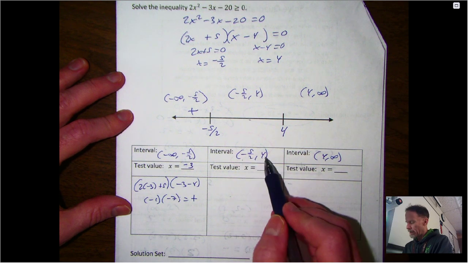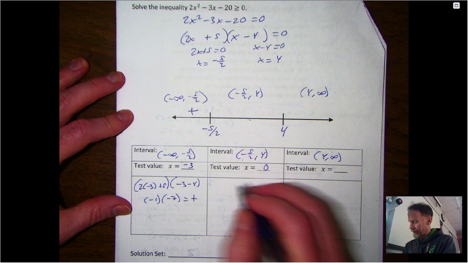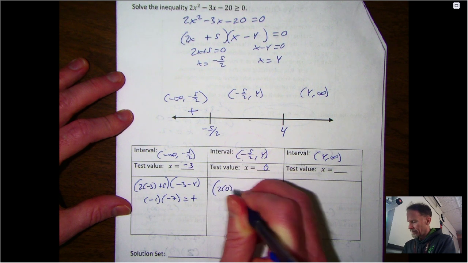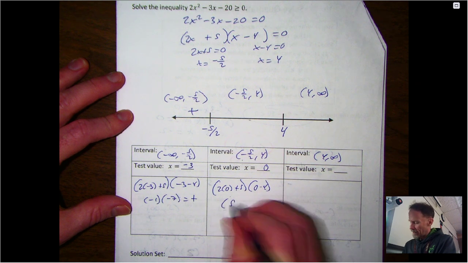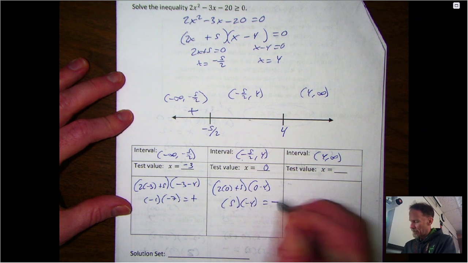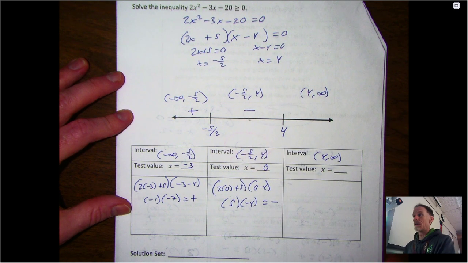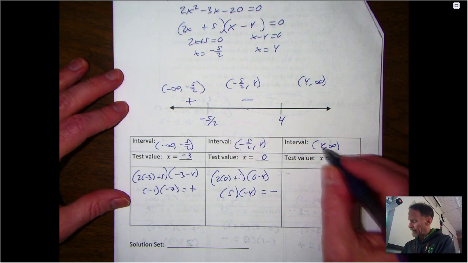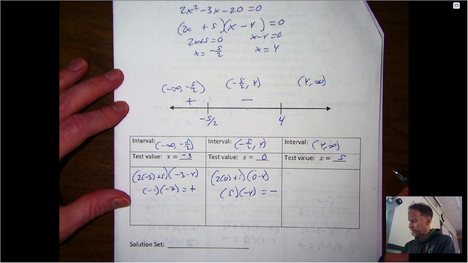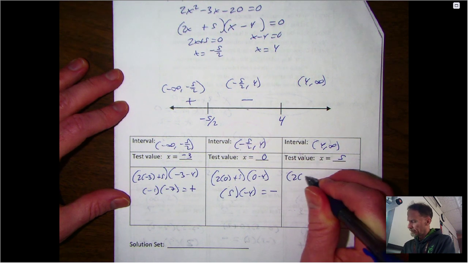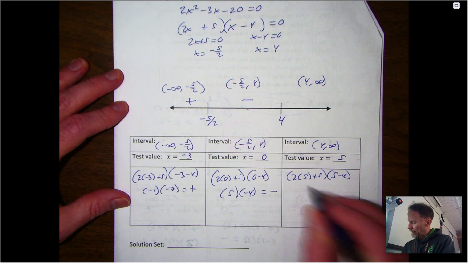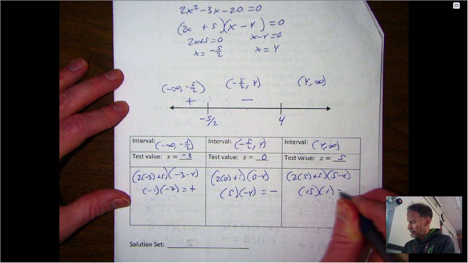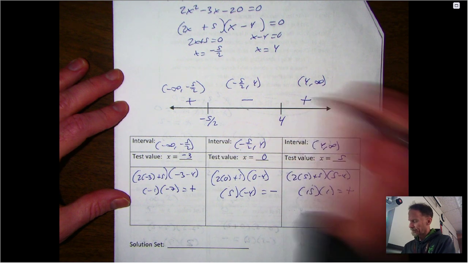Pick a number between -5 over 2 and 4. I'm going to pick 0 again. And we have 5 times -4, which is a negative. And you can probably guess what's going to happen in the last interval. Anything greater than 4, I'll pick 5. And we have 15 times 1, and that's a positive.